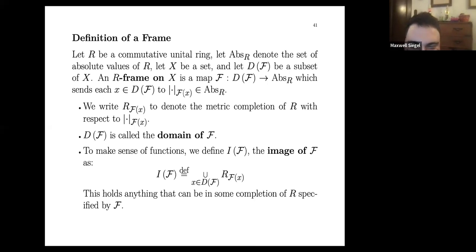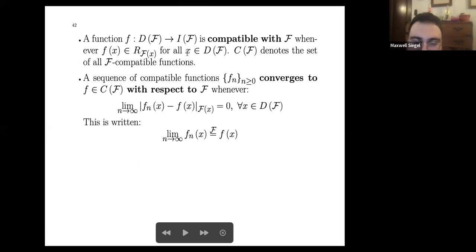To make sense of functions with this, we're going to just union together all the different completions that F spits out, and we're going to call this I of F, the image of F. So this holds anything that is the completion of R with respect to some absolute value specified by F. I then say a function from D of F to I of F is compatible with F whenever f of x is in the completion of R specified by the frame at x for all x in big F's domain. C of F then denotes the set of all compatible functions. This ends up being an R algebra under pointwise operations and scalar multiplication.